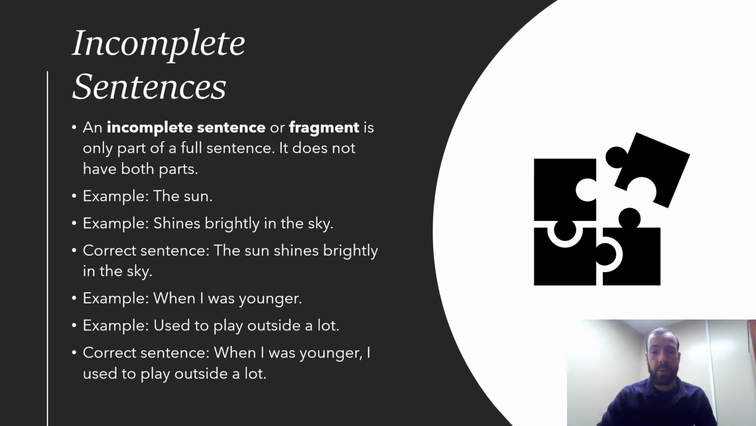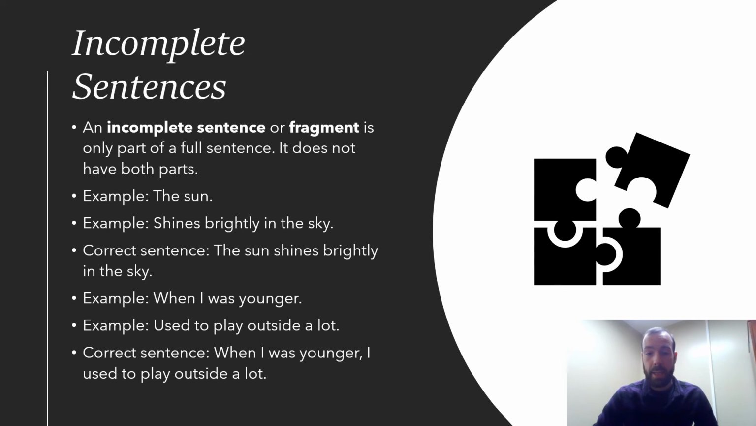Incomplete sentences, we also call them fragments. They're only part of a full sentence. It does not have both parts. So for example, the sun. The sun is not a full sentence. That's just a topic or a noun. What is the sun doing? We don't know. So if you see this mark on some of your work, your teacher has said incomplete sentence or fragment. That means you need more information added on to make it a complete idea.